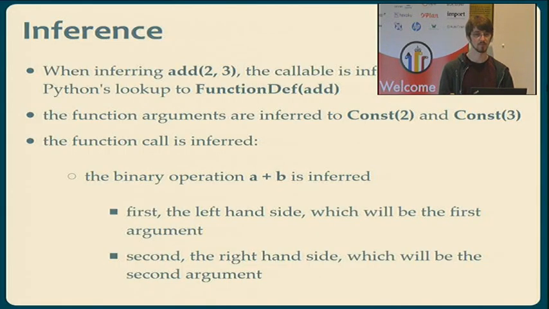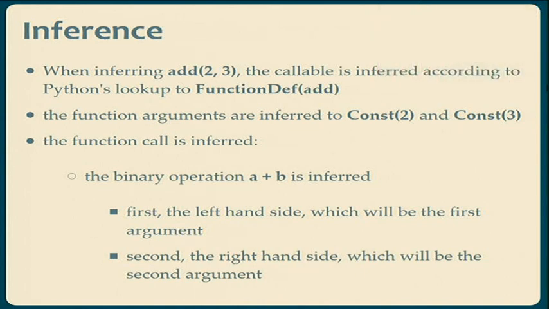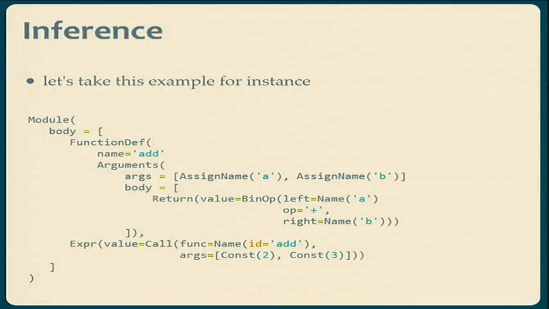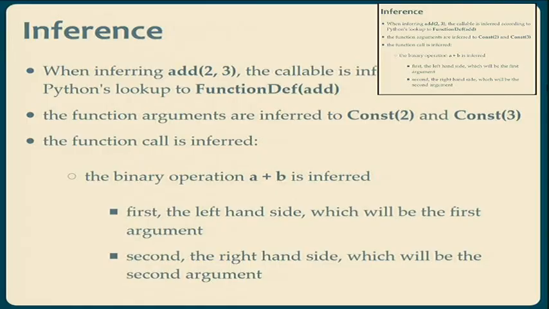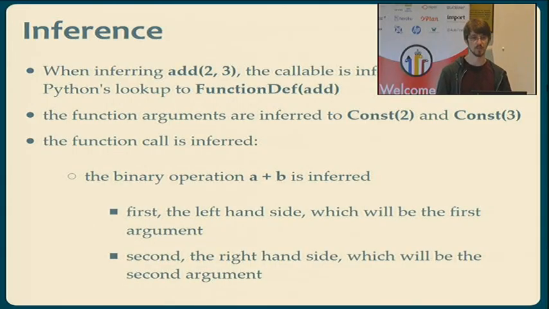First, the callable is inferred according to Python semantics, in the sense that first we'll look into local scope, then into closure scope, global scope, and then in built-ins. If it's not found, then that's going to be an error. So we'll infer add to be the function that we defined earlier. Secondly, we're inferring the function arguments of that function call. And in this particular example, it will be actually easier because they are just constants. But if they were names or other calls themselves, they would have been inferred to their end value.